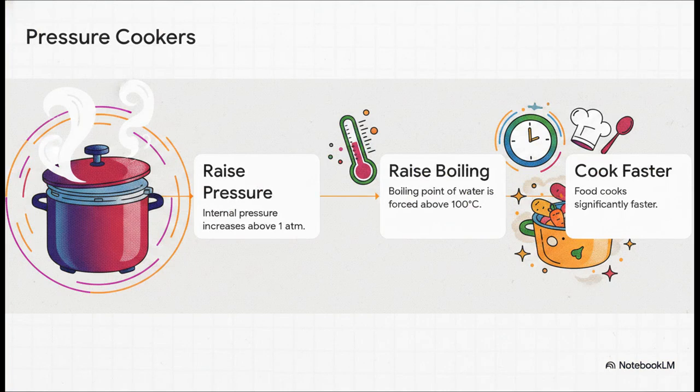The cool thing is, we can manipulate these phase changes right in our own kitchens using pressure. Think about how a pressure cooker speeds up your food prep. It traps steam inside with an airtight lid, right? That increases the internal pressure well above our normal 1 atmosphere. And because the pressure is higher, the boiling point of the water is forced way above its normal 100 degrees Celsius. The water gets so much hotter before it finally boils, which means your food cooks significantly faster.